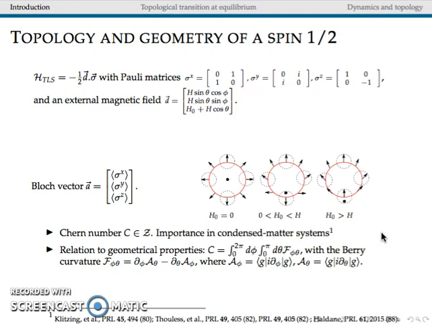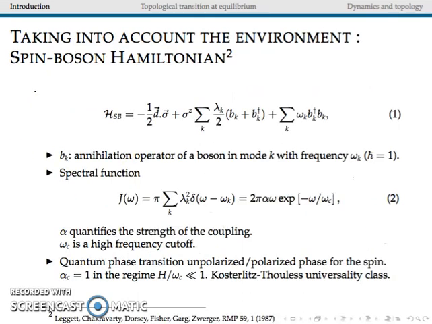The question that we ask now is the following. What is the effect of dissipation and decoherence on these fundamental topological and geometrical properties of the system? In particular, we investigate the effect of an external ohmic bosonic environment. This model is interesting because it displays a quantum phase transition to a polarized phase when increasing the coupling with the environment.